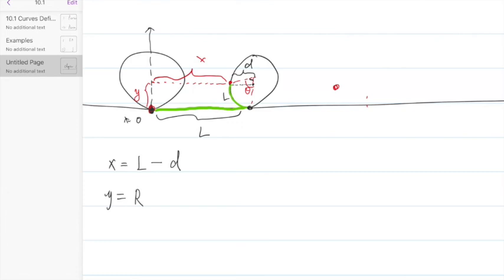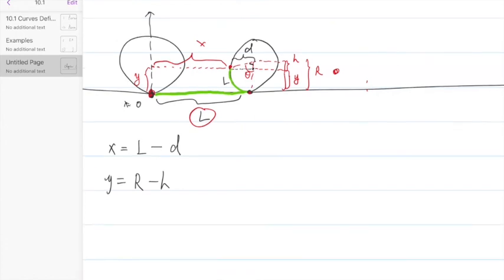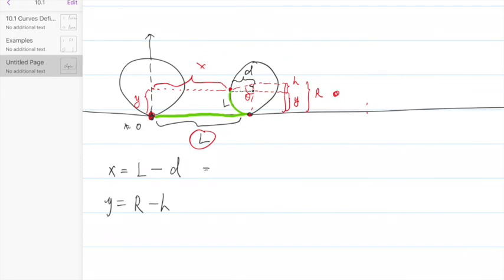And your y is going to be R minus this. Let's call it H. Pause and try to make sure you understand what's going on here. I will show you. This is going to be your y. Y and H together is R. This is L, which goes from here all the way to here. But that is actually x plus D. So we have this formula.